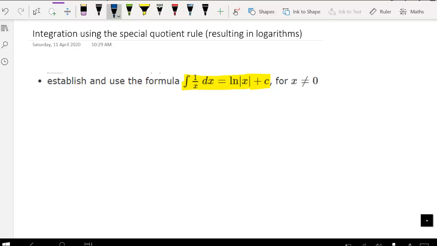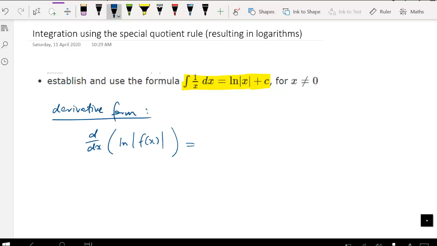So we'll start with a derivative. The derivative form is d/dx, or the derivative with respect to x, of ln of any function, which will be equivalent to the derivative over the original function. Now you can see this here.